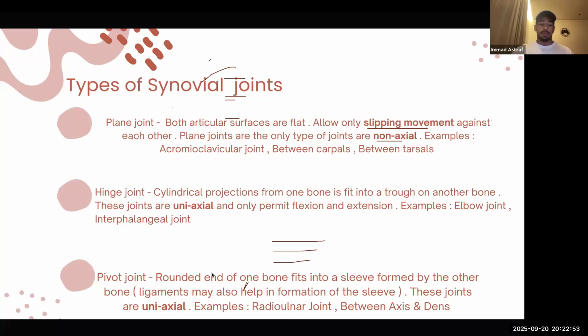I'll show you pictures. It will be much more clear. But remember for now: pivot joints, rounded end fit into a sleeve; hinge joint, cylindrical into a trough; and plane joint is just slipping against each other, right?